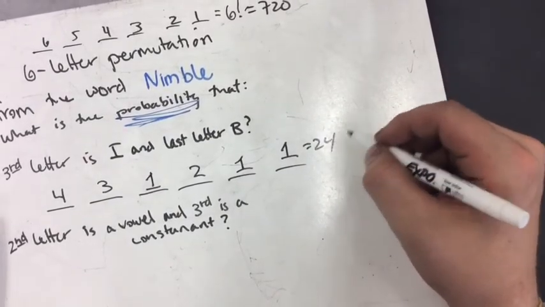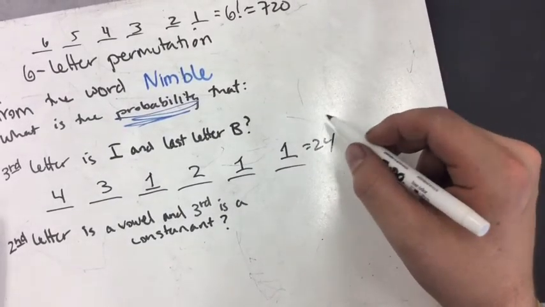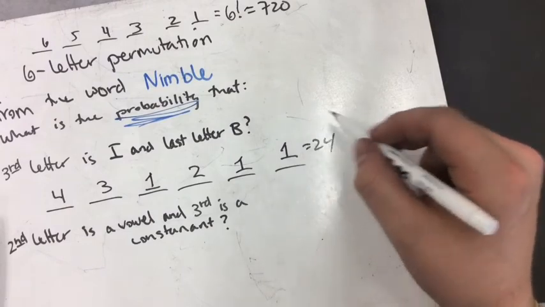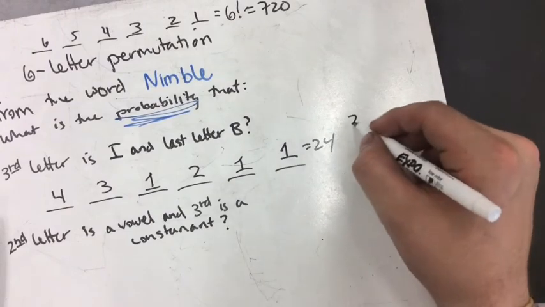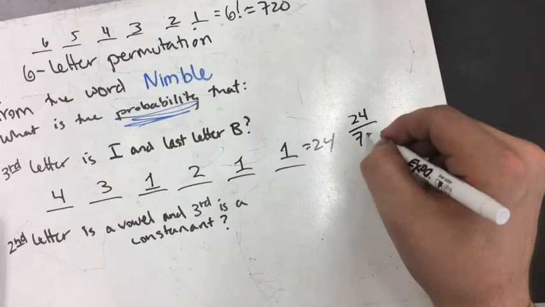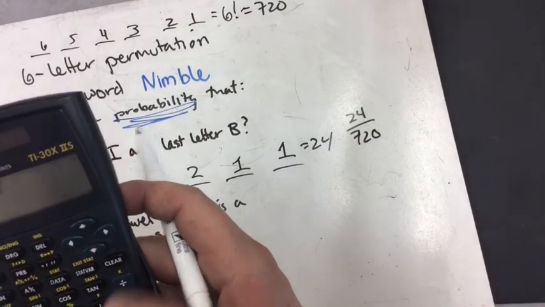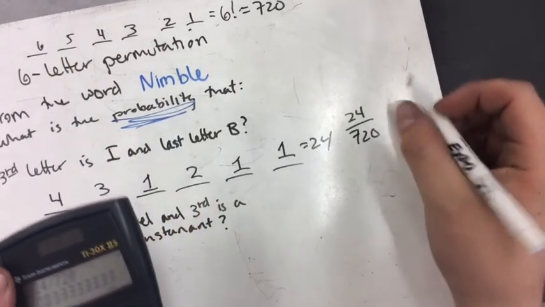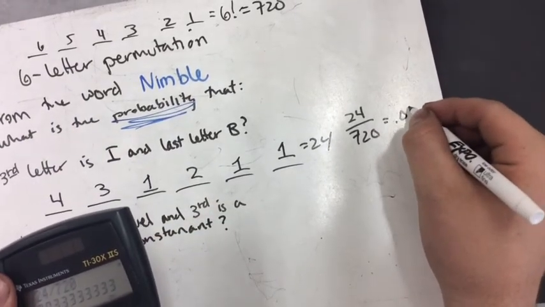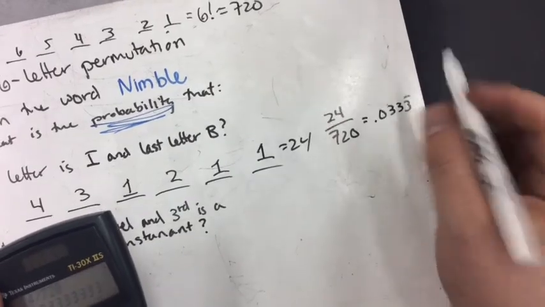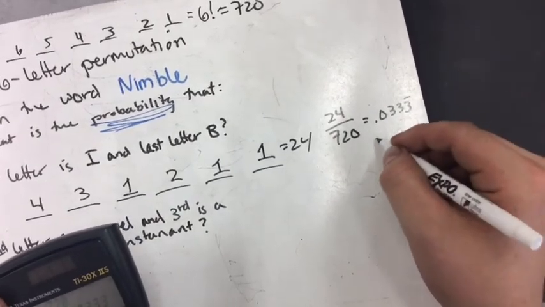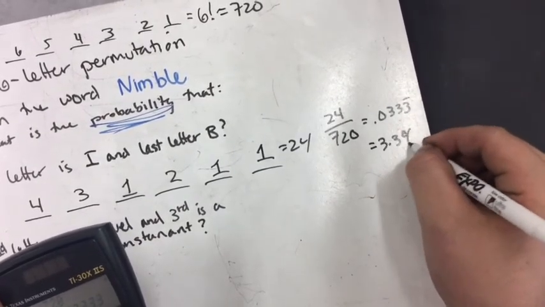However, we're looking for probability. So we want the probability of how many times this will happen. 24 is how many ways it can happen, but the probability of it happening is 24 out of 720 choices. So 24 divided by 720 is 0.0333 repeating, or we can think of this as 3.3%.